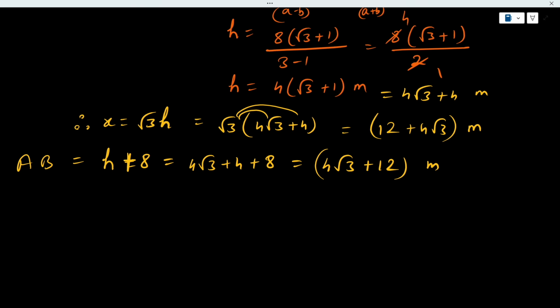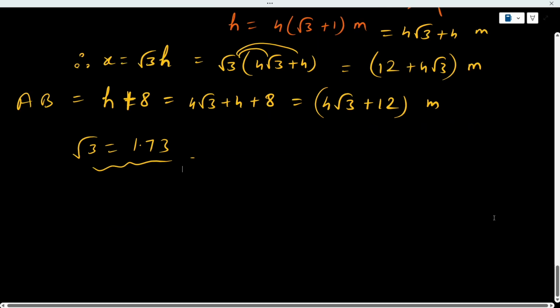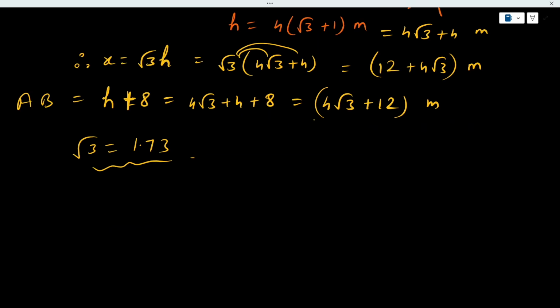If they give you the root 3 value, which is 1.73, you will get the decimal value. You can write the answer here, because its value is 1.73. Sometimes you can write the answer as 4 with common value also, root 3 plus 3, and here also, because it's tan 45, that's why you are getting the same value. You can write down this also as the answer.